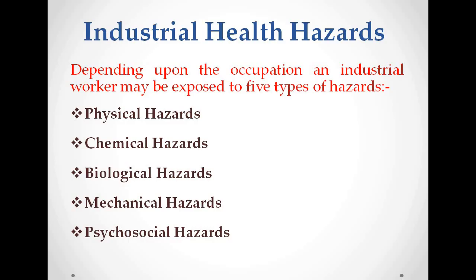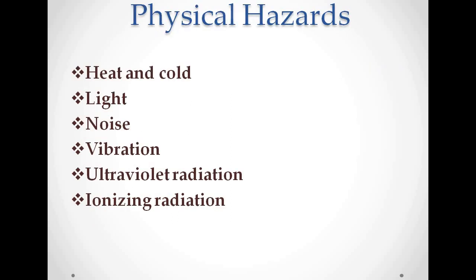So, let me tell you about the important 5 types. Physical hazards, chemical hazards, biological hazards, mechanical hazards, and psychosocial hazards. Let us see in detail. First, let us consider physical hazards. So, this physical hazards may happen because of heat and cold, light, noise, vibration, ultraviolet radiation, and ionizing radiation.